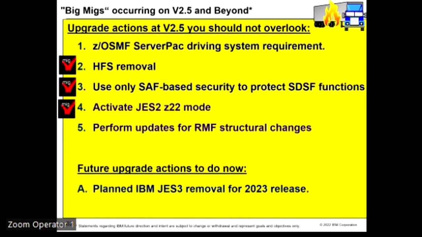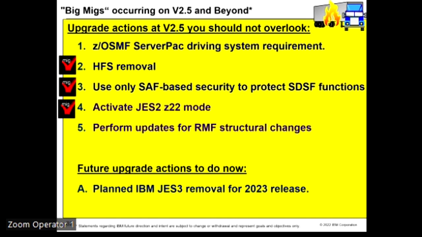Okay. HFS removal. Again, we've been saying this for a long time. HFS is going away, HFS is going away, and it went away in 2.5. SAF-based security for SDSF. Okay, we've been saying that one as well. Z22 mode. Everybody saw the writing on the wall for that. Many are already gone. Wonderful. We're good there. And then just perform these RMF structural updates. They're not hard to do, but there are several of them, and you can't forget to do all of them. Also make sure you order the correct thing on ShopZ for it.